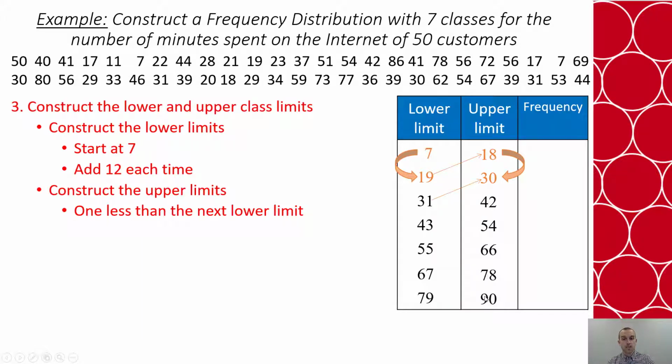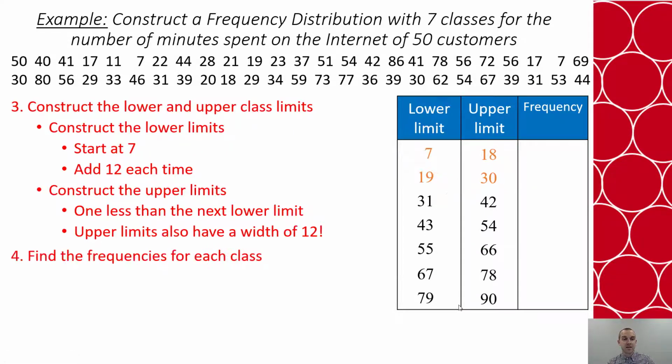So when I'm going from 78 to 90, I'm just going to add 12 to make that up, to get that final class limit. So the class width is the same between the lower limits as well as the upper limits. Last thing then is to find the frequency for each class. So I'm looking for all of my numbers between 7 and 18. And I'm just going to go left to right, top row to bottom row.